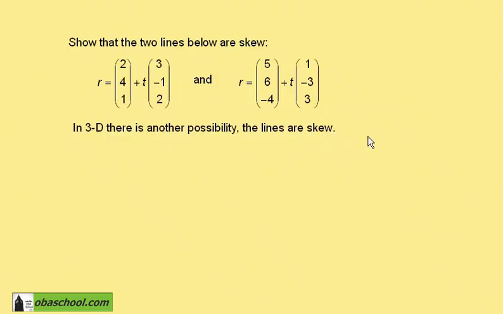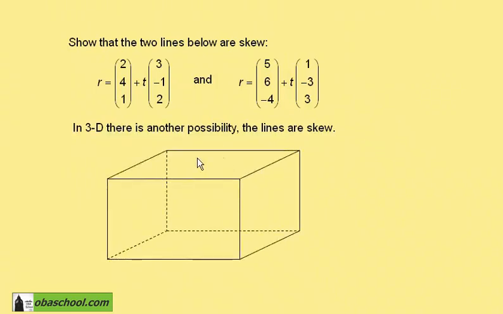So what's meant by skew? Consider this box to be the room you're sitting in, and if it helps, actually turn around and look at your room. We could have one line going across a diagonal of the floor, and another going across the diagonal of the room as shown. These lines clearly will never meet, and they're not parallel, so they must be skew.